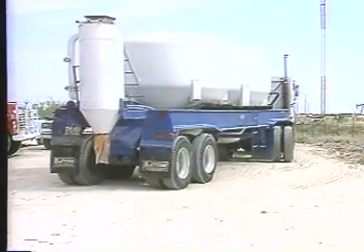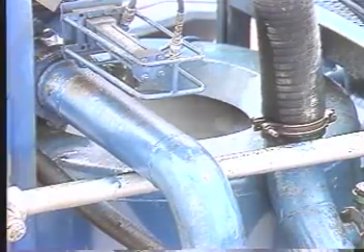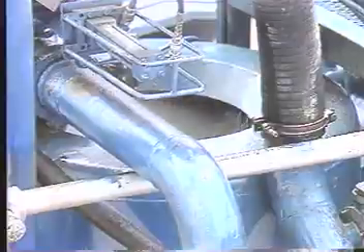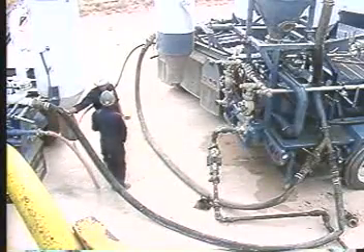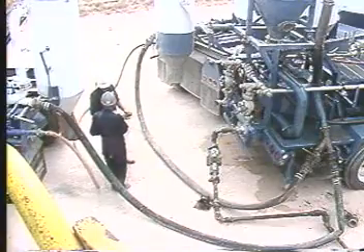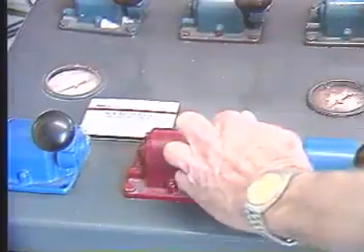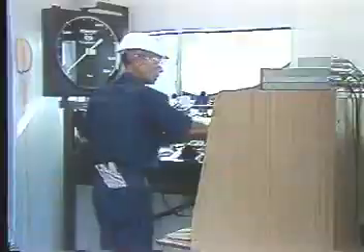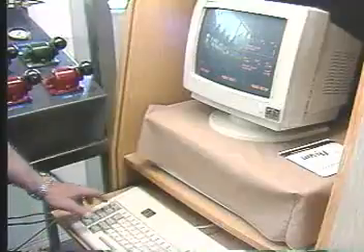Cementing is the process of mixing and displacing a cement slurry down the casing and up into the annular space behind the pipe. Once in place, the cement is allowed to set, bonding the pipe to the formation. Oil field cement is made up of various compounds of calcium, oxygen, silicon, iron, and aluminum.